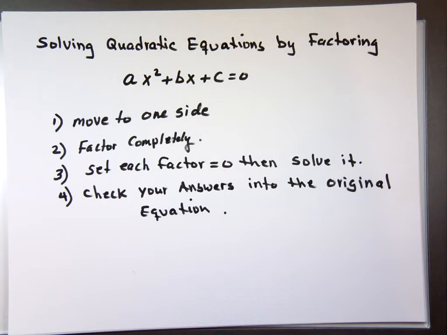And these are the steps I'm going to use. Move to one side, 9 out of 10 times, everything on one side. Factor completely. Set each factor equal to 0, then solve it, and check your answer. So let me take an example, or a few examples, and try to solve them.